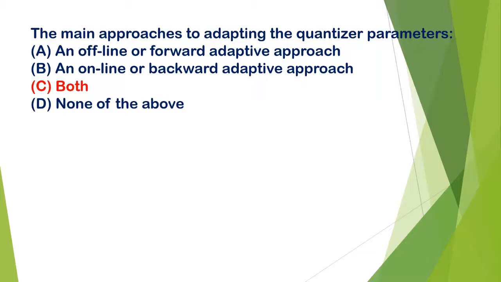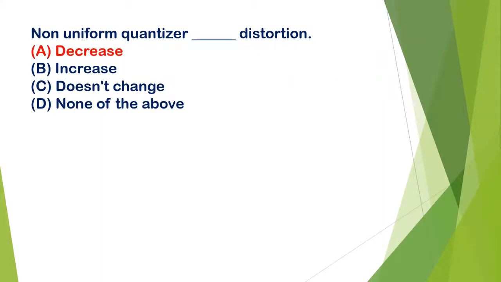The main approaches to adapting the quantizer parameters: A. An offline or forward adaptive approach, B. An online or backward adaptive approach, C. Both, D. None of the above. And the correct option is C. Both. Non-uniform quantizer distortion: A. Decreases, B. Increases, C. Does not change, D. None of the above. And the correct option is A.